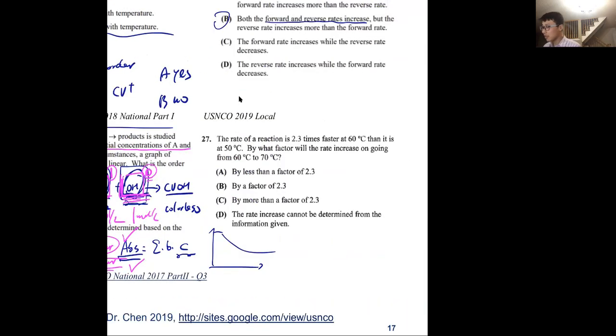Okay, this is a question from the 2019 local exam. You will see it's a similar question. 50 to 60, 60 to 70 is also a math problem to apply the Arrhenius equation. So I think we don't need to discuss this too much.